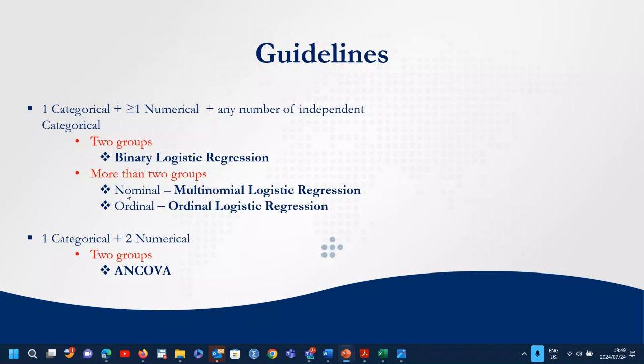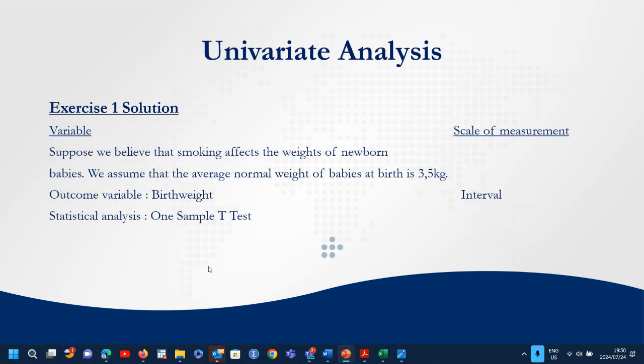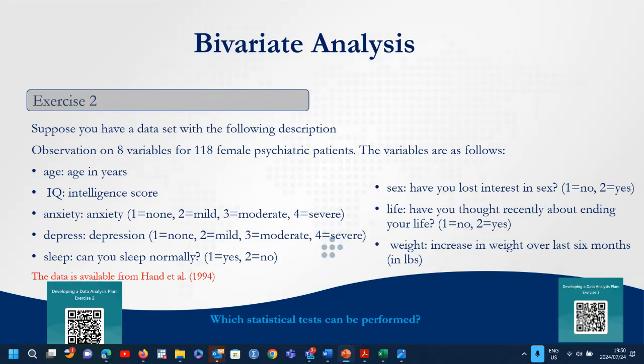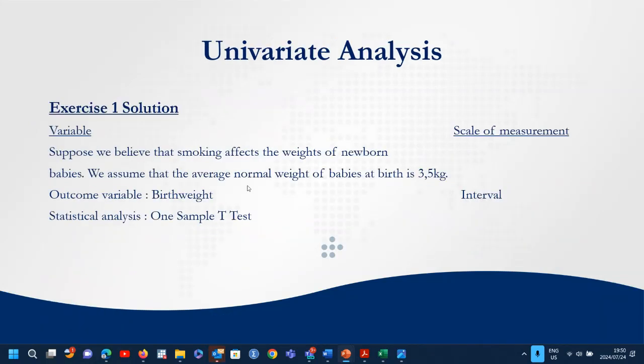And then we also have this one when you have one categorical plus two numerical. Yeah, so we've done this one. I've shown you this one that we had. So the scale, the birth weight, was interval, and we had a hypothesized value of 3.5. We were looking at mothers who smoke. So it was one group, one sample, mothers who smoke. It's numeric birth weight. So you do a one sample t-test, you can look at the average.